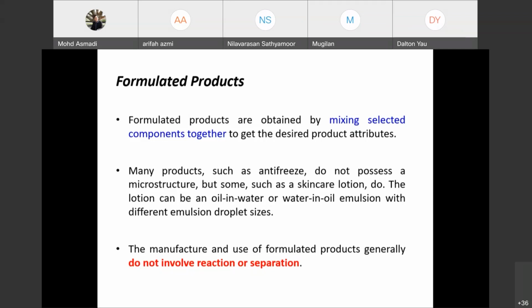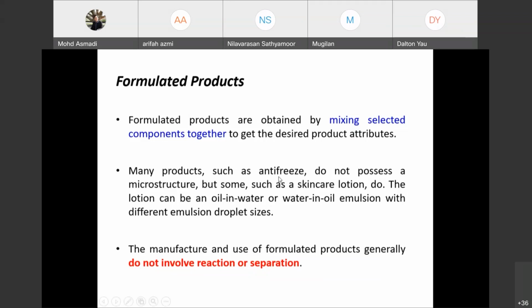Or an inkjet printer, which has pigments of nanoparticles, metal nanoparticles. What else? Like a liquid shampoo, which has fragrance and colorants. It is the mixing of the components together.